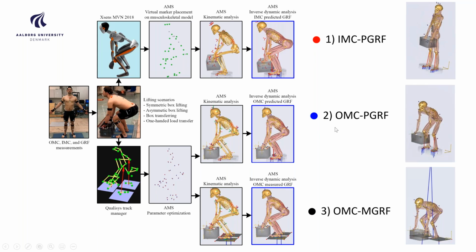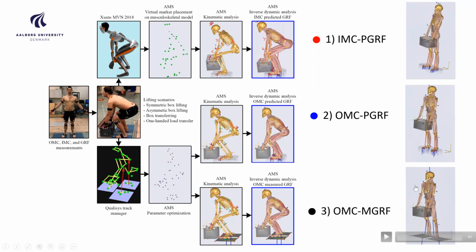And the next model we have is the optical motion capture model with predicted ground reaction forces. So this uses the measured position data of the reflective markers, and then it goes to the routine of the AnyBody software, where we optimize the markers, we solve the kinematics and solve the inverse dynamics. And then the last model we have is the optical motion capture based model with measured ground reaction forces and moments. As you can see, we have the force plate here in the bottom.